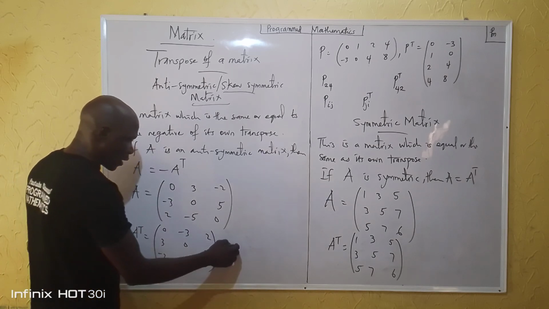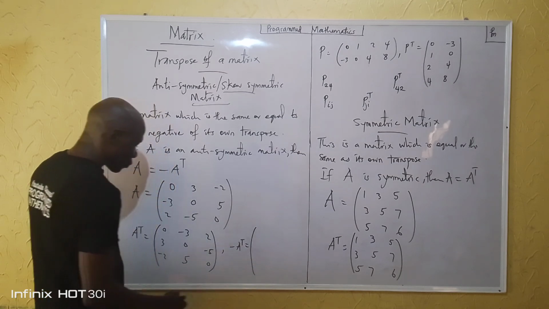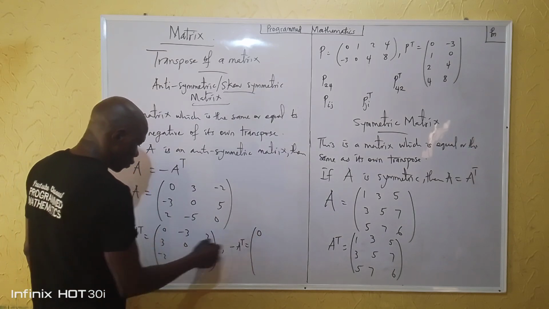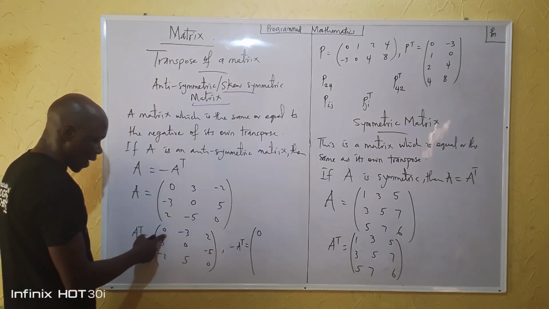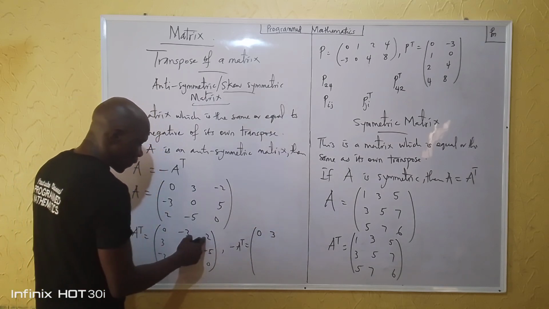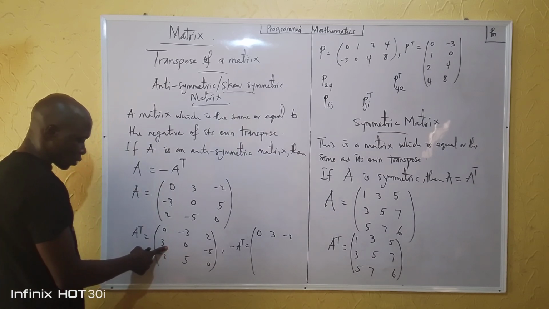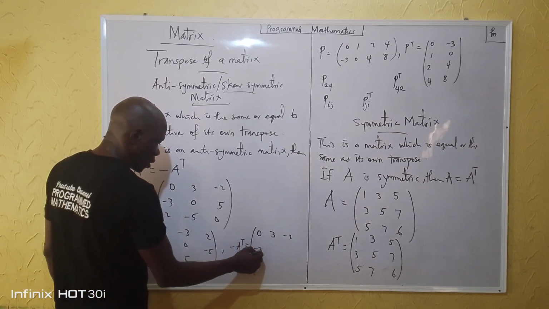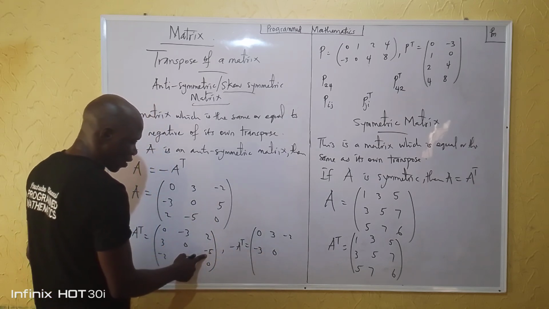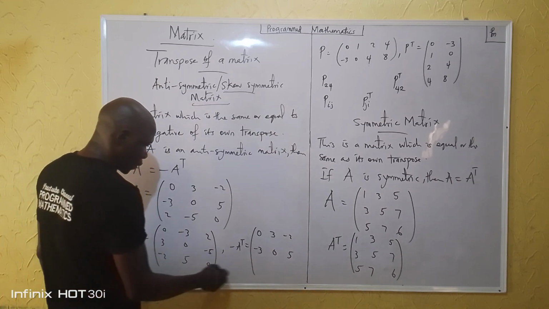Now, if we take the negative of this A transpose, we just multiply by minus 1. 0 stays 0. Minus times minus here is plus 3. Minus times plus 2 here is minus 2. Minus 3 times minus 1 here is 3. Of course, this is 0. Then 5 by minus is minus 5, and minus by minus 2 is plus 2.